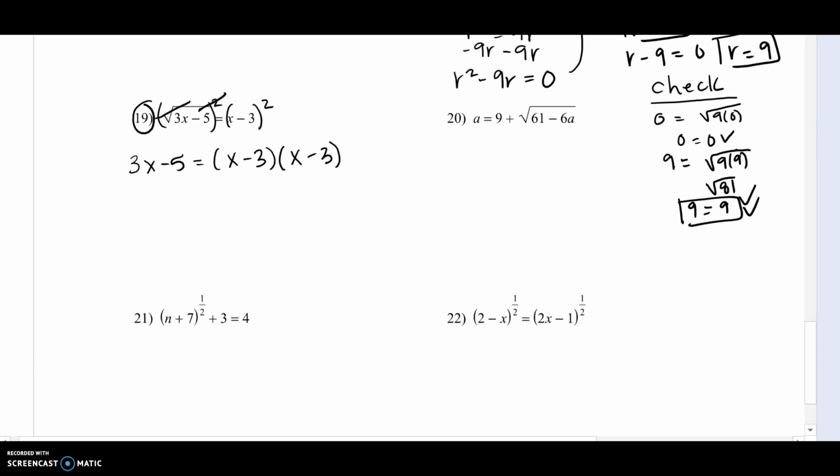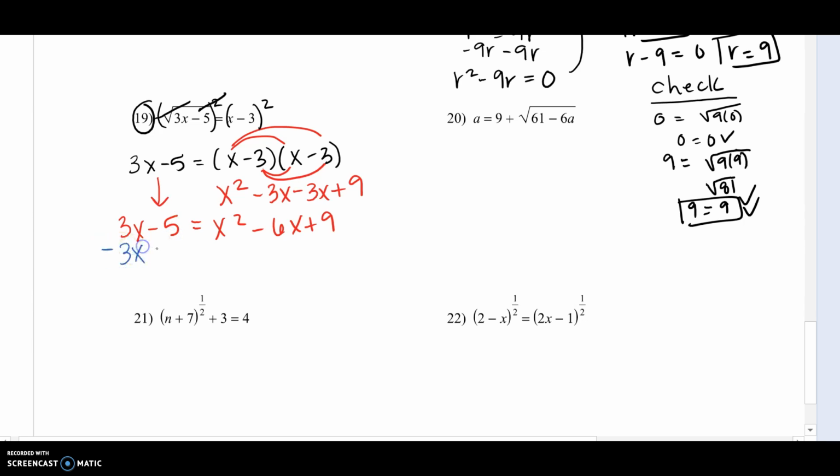Now I'm going to distribute, and I have x squared minus 3x minus 3x plus 9. And so I get x squared minus 6x plus 9 equals, I'm going to bring this down, 3x minus 5. And then I'm going to move everything over: minus 3x plus 5. And so we get 0 equals x squared minus 9x plus 14.